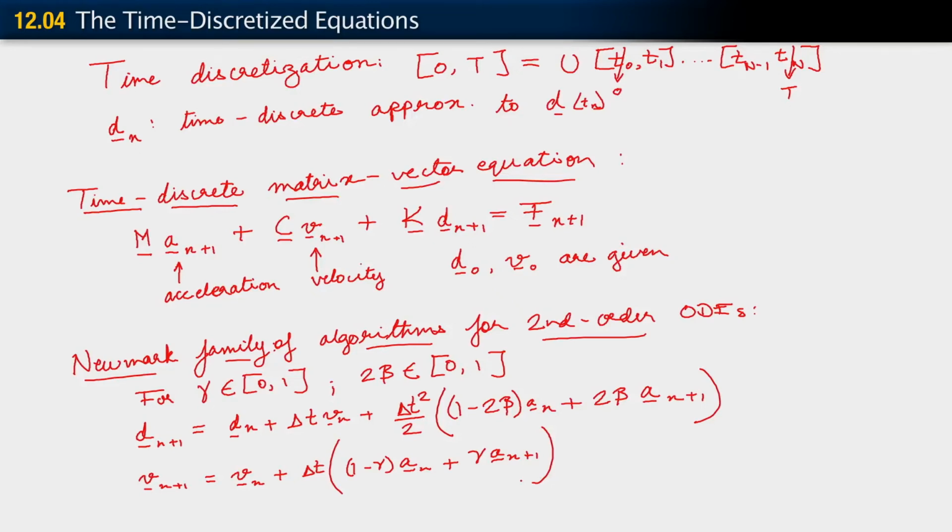Those equations, together with our time-discrete matrix vector equation written above here, and of course initial conditions, where d0 and v0 are known, summarize our family of algorithms for linear elastodynamics. Now, let's talk about solution techniques. I'm going to talk about a single approach, not two approaches as we did for the parabolic problem. The method I'm going to talk about is what is called the A method, A being for acceleration.